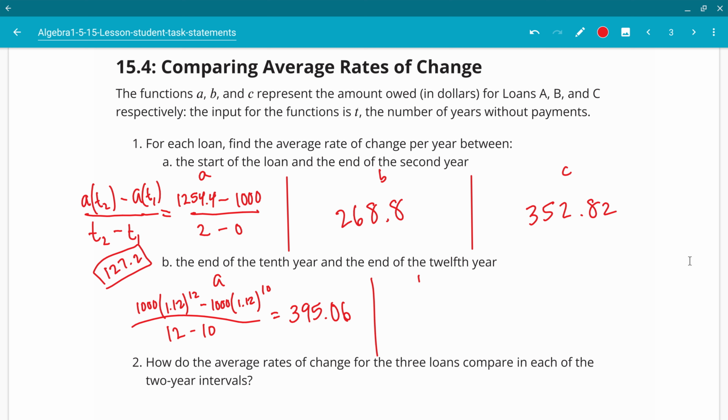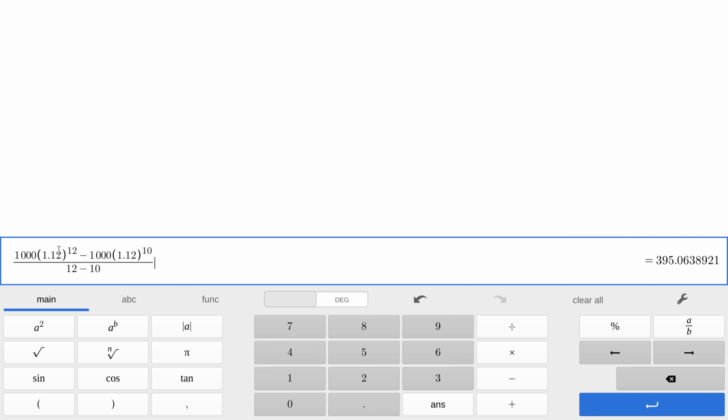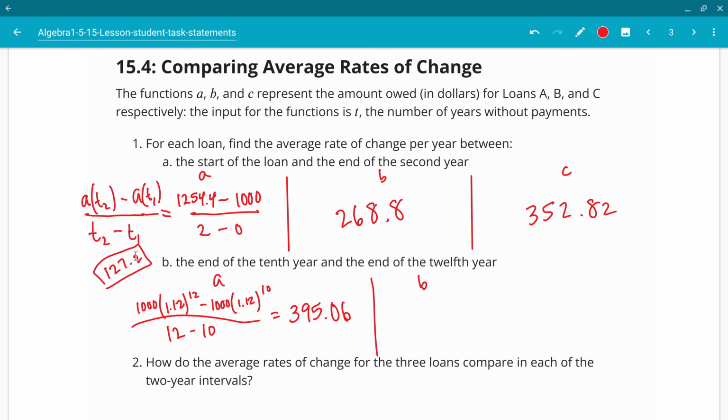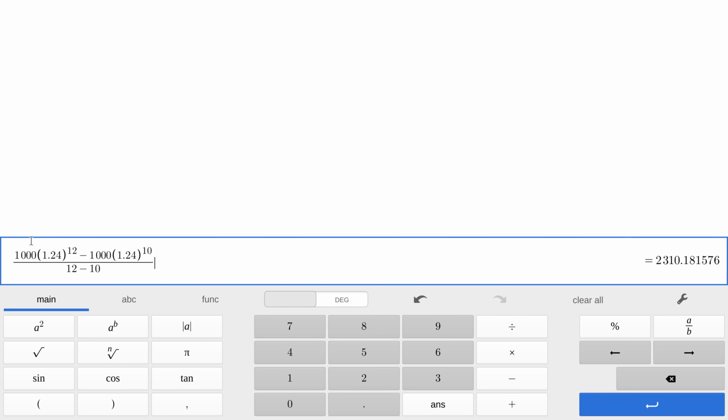Okay, and then for B, all we have to do is change out the interest rate. So we'll just change this to 24. And now we get, oh my goodness, 2,310.18. And let's see what this looks like at a 30.6% interest. 0.306. Oh my goodness, 5,093.10.